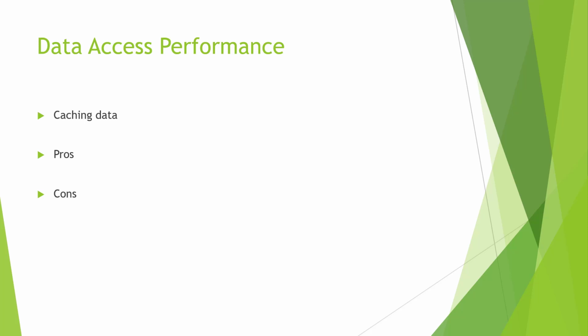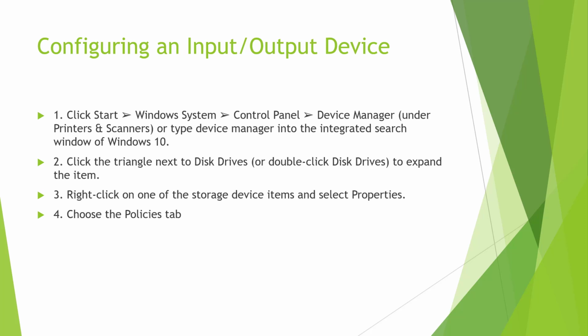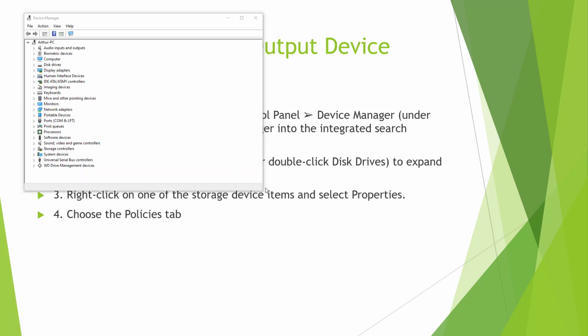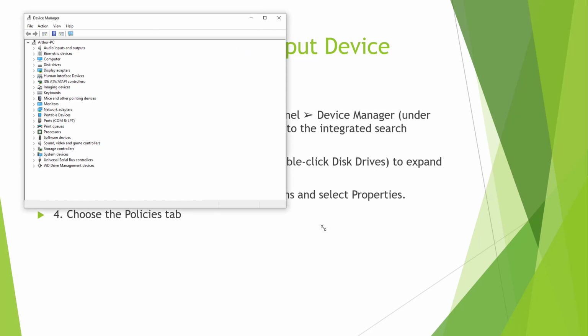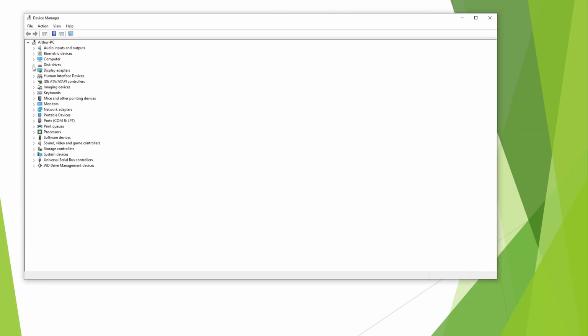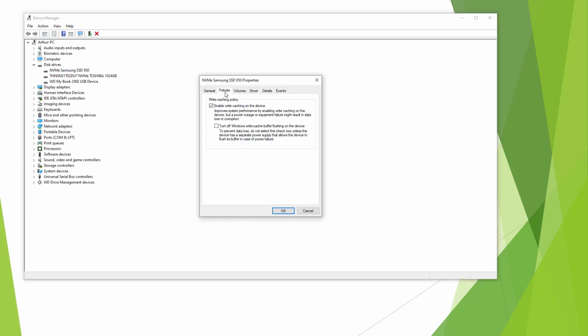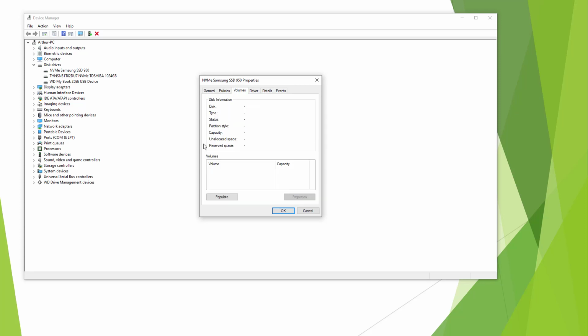Alright, so let's talk about how we configure the I/O devices. It's all done through Device Manager. You can click on any of the devices in Device Manager and drill down to see what's going on. If we're looking at a storage device, we can actually explore our storage devices. So here I have my Device Manager. I will drill down on my disk drive. I can see the volume. I can see some of the details with the policies.